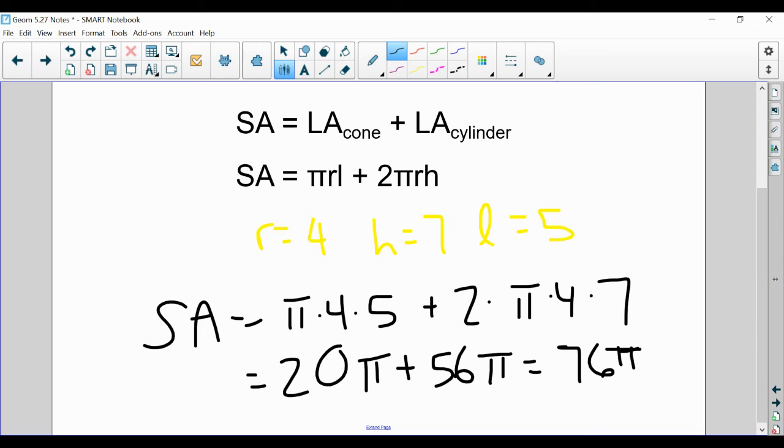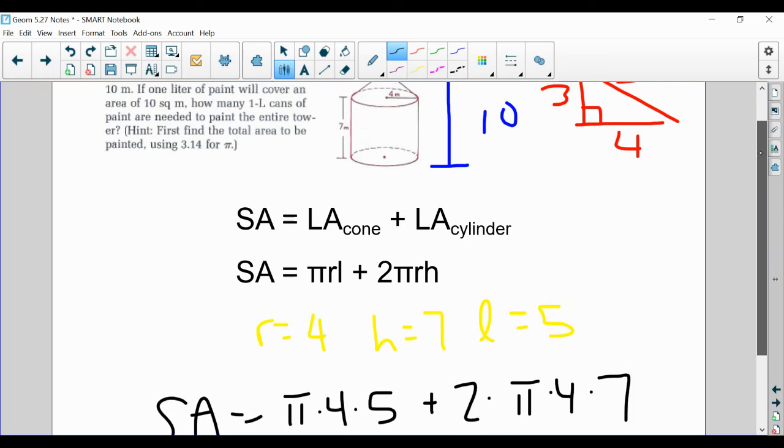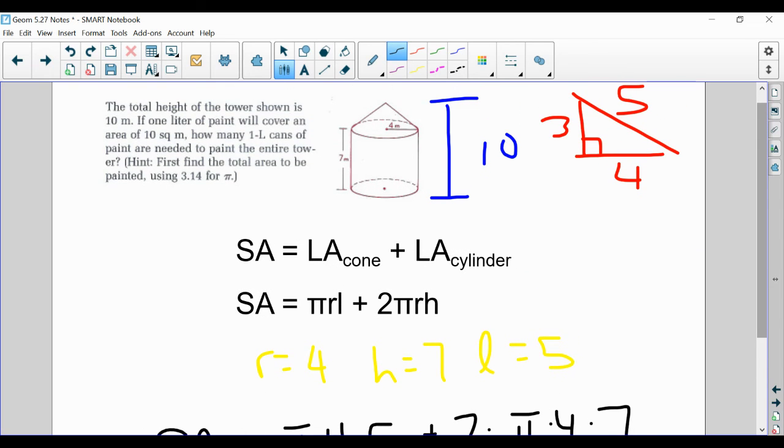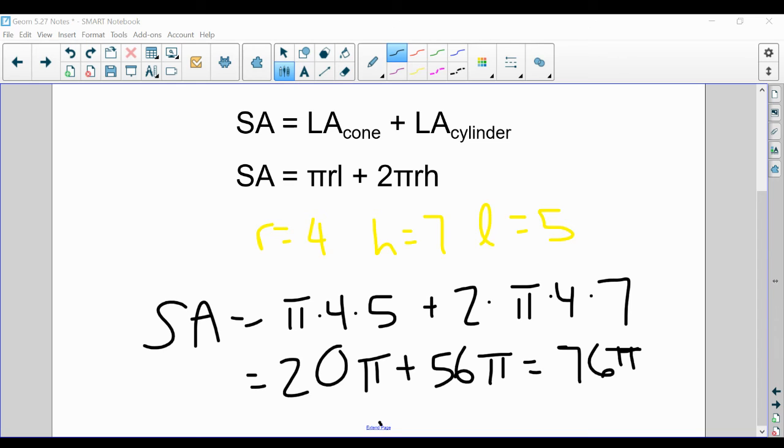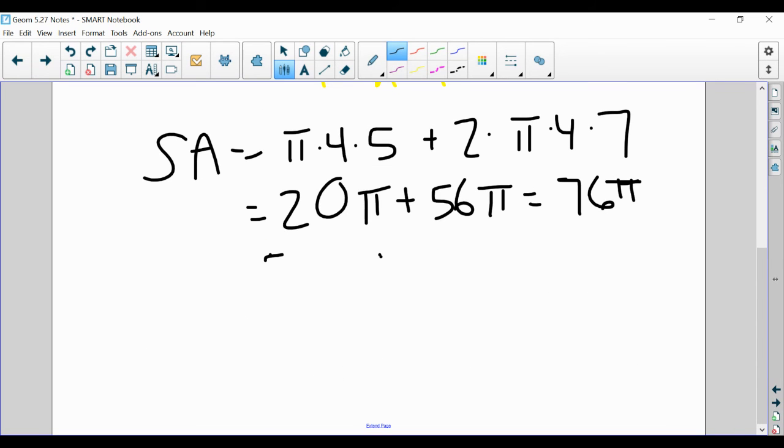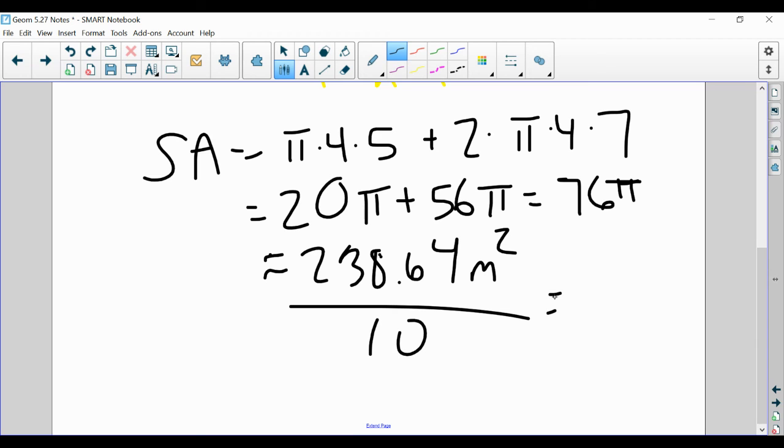Okay, great. Now that is the surface area. Now they weren't just asking for the surface area. It said that 1 liter cans of paint will cover 10 square meters. So let's figure out how many square meters this is. 76 pi, if I go to my calculator, 76 times 3.14, it said to use that, is 238.64. So we can say this is approximately 238.64 square meters. Divide that by 10, and I'm going to get around 24. We're going to need 24 cans of paint. That is a lot of paint, but then again, that's a huge tower if it's 10 meters tall.